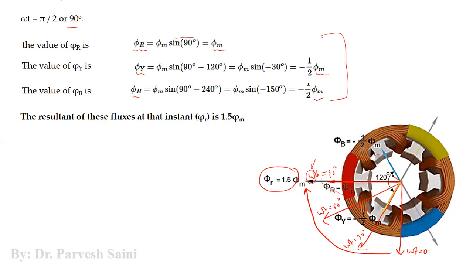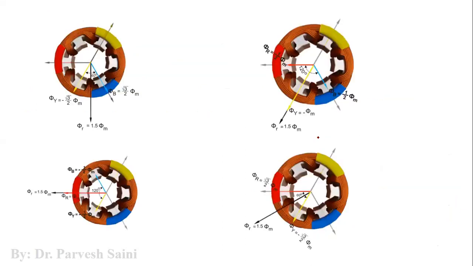Similarly, if we take omega t equal to 120, we'll get this one. If we take omega t equal to 150, we'll get this one. If we take omega t equal to 180, we'll get this one. So what we are observing is that this resultant phasor is moving. This resultant phasor is nothing but the net effect of these three fluxes.